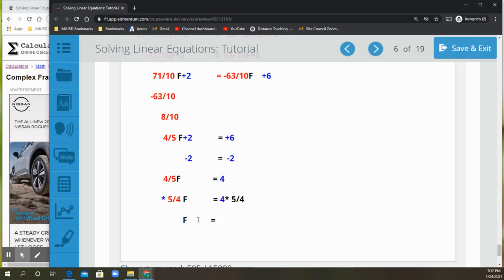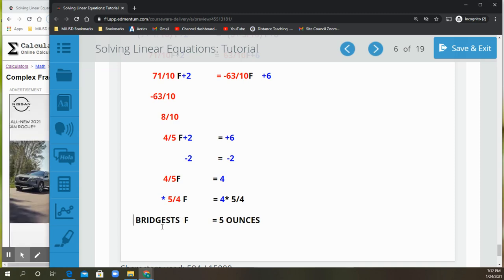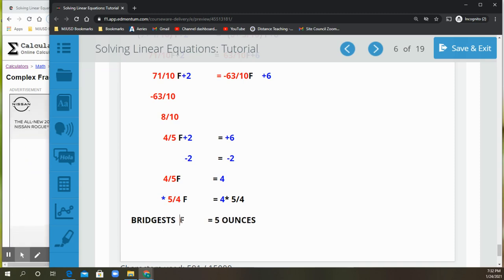Whew. So, by itself, the first F equals 5 ounces. Wow. So, Bridget's first F, Bridget's first fish, her first fish equals 5 ounces.